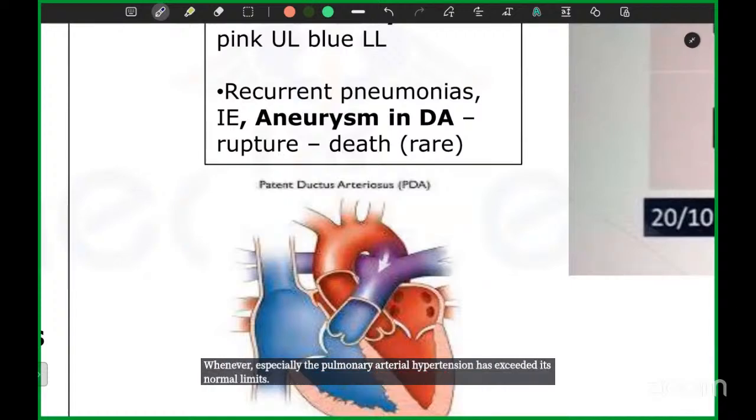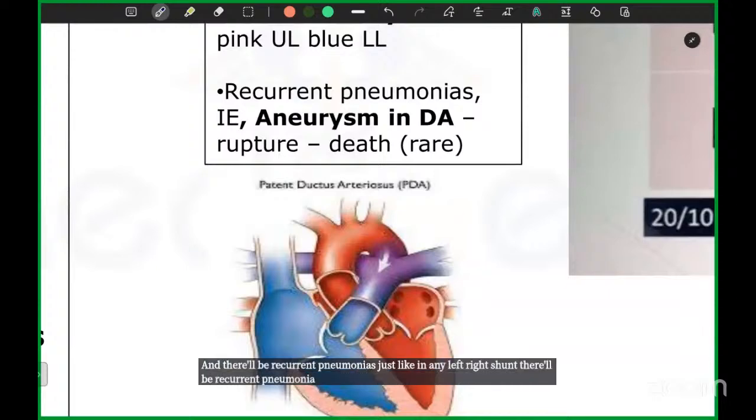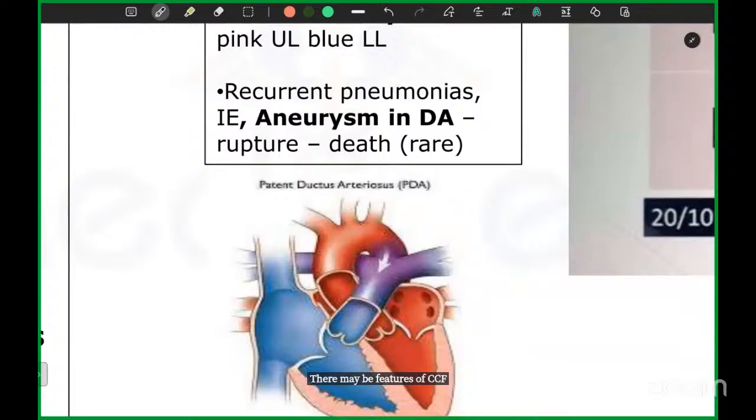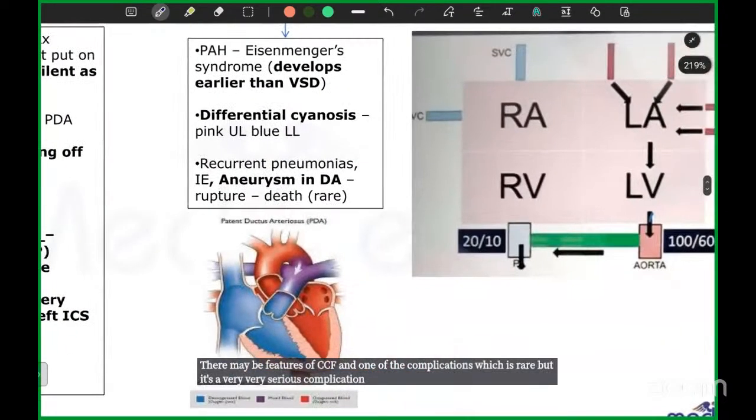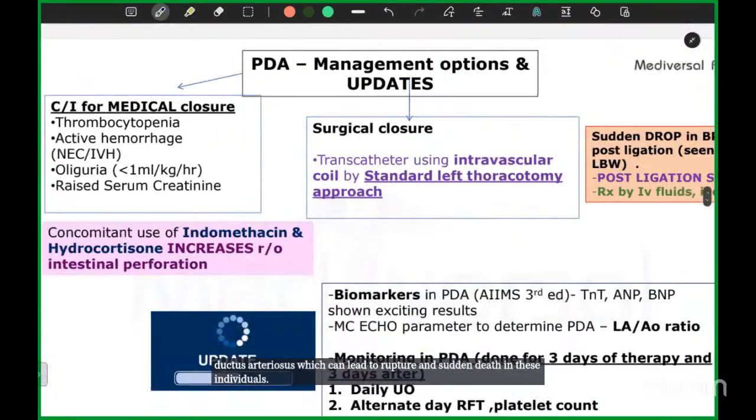There'll be recurrent pneumonias, just like in any left to right shunt. There'll be failure to thrive. There may be features of CCF, and one of the complications, which is rare but very, very serious, is an aneurysm in the wall of the ductus arteriosus, which can lead to rupture and sudden death in these individuals. Management, very simple.